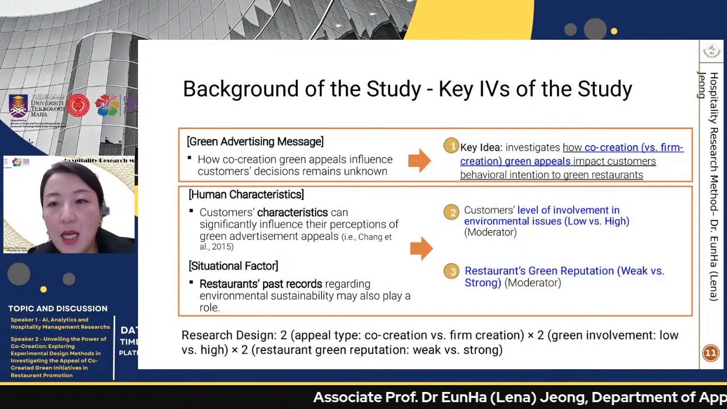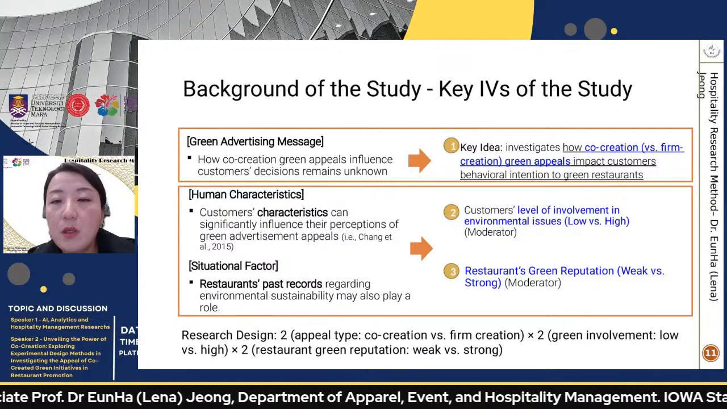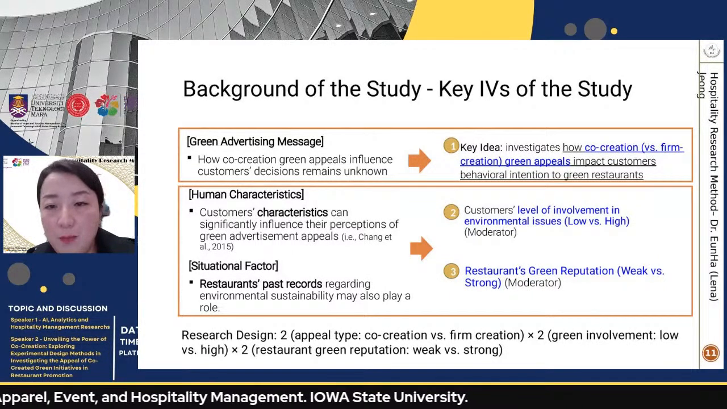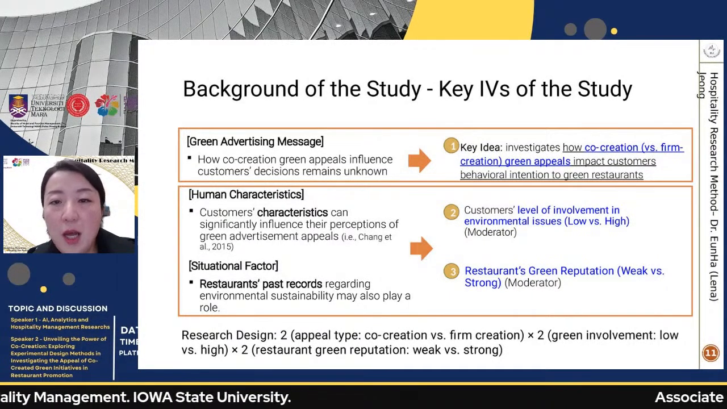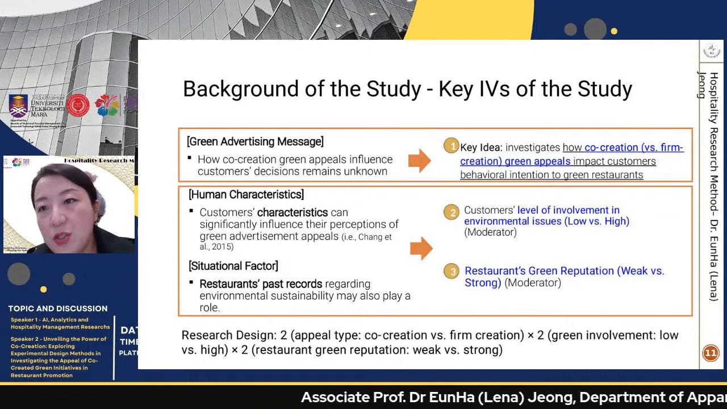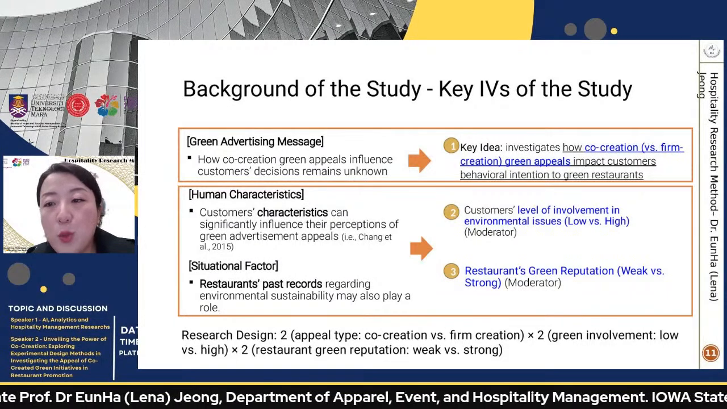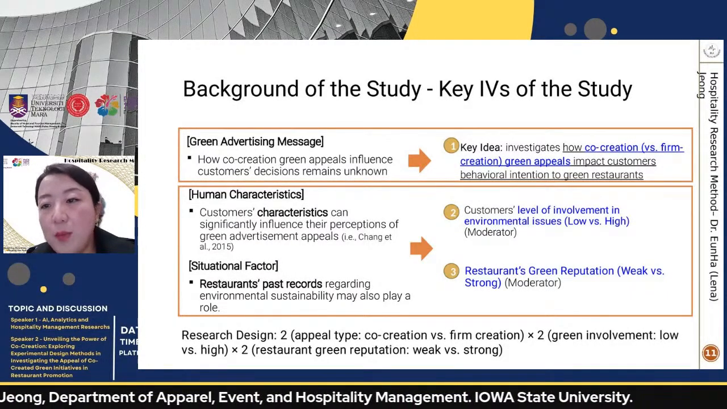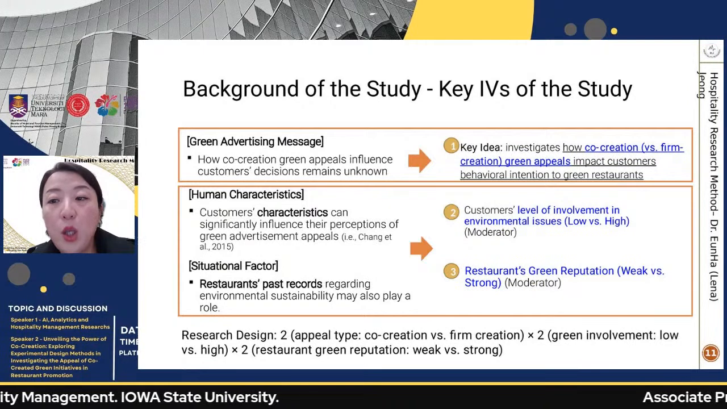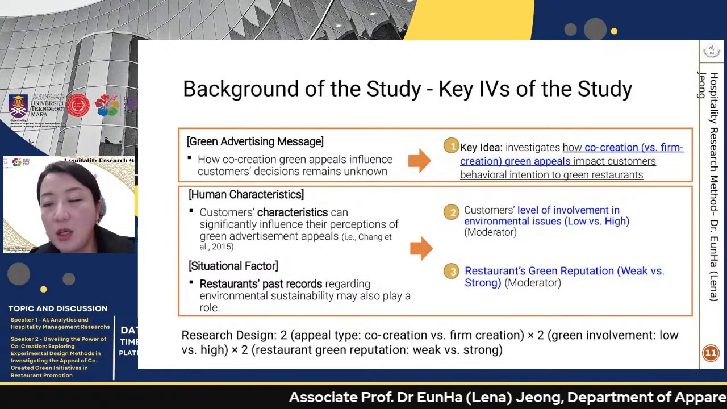Advertisement appeal. And also in the green marketing literature, the message receiver's characteristics and other situational factors are also important when you are concerned about green communication. So we also identified two other key factors in our study. The first one is the characteristic of the receivers, which is the customer's level of involvement in environmental issues. So we have a high involvement versus low involvement group. So that is another factor, and it has another two layers underneath it.